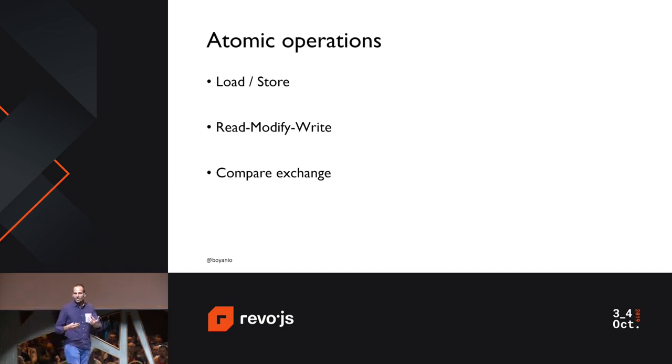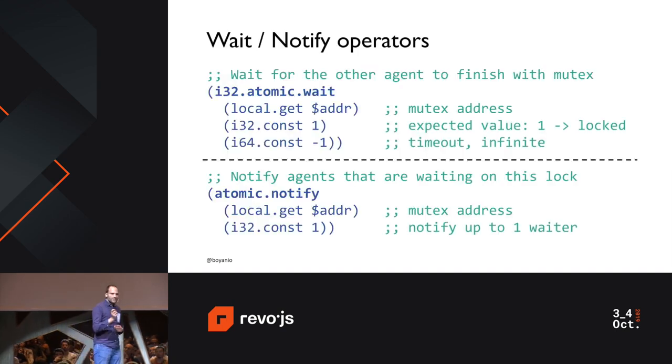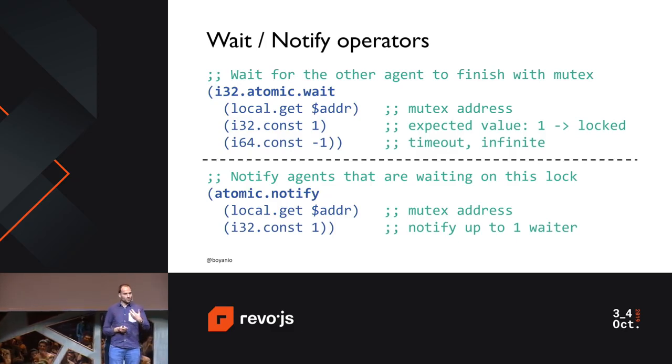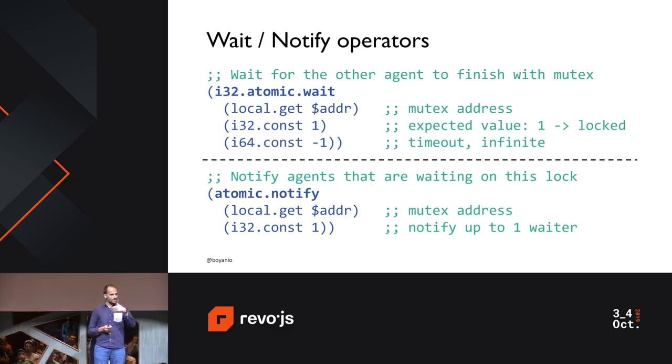And then we have compare-exchange, which is basically taking a value from the memory, exchanging it with another one under a certain condition, and then writing it back. Having these atomic operations, we can perform operations on the shared memory in a thread-safe manner. And then the last set are these wait and notify operators that allow us to suspend the thread and then wake it up later when we need it. We can call these Atomics.wait and Atomics.notify, giving them the same address in the memory, which will be used for that.